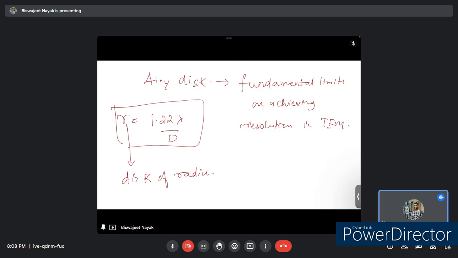So when we introduce any aperture into any microscope, we limit the resolution of the instrument. With the introduction of an aperture, the resolution of the instrument is limited.